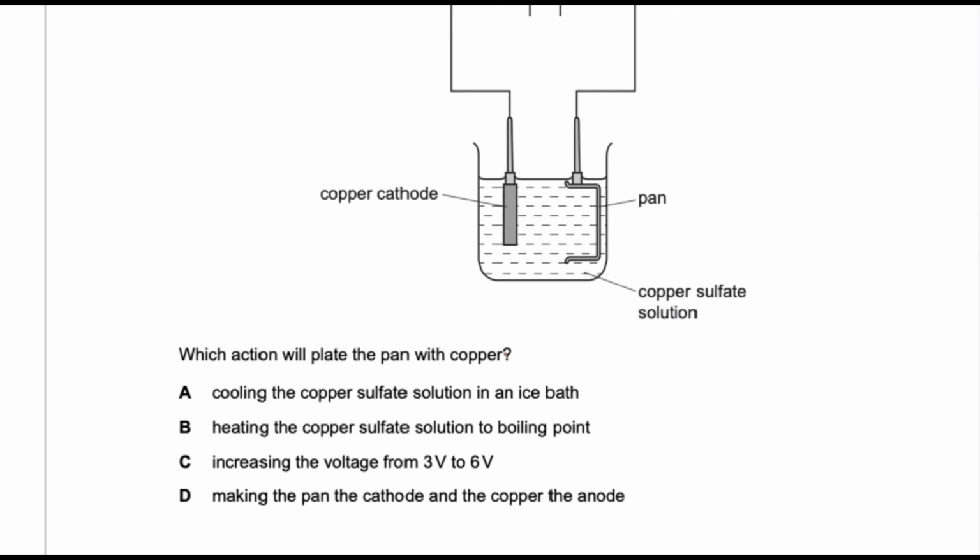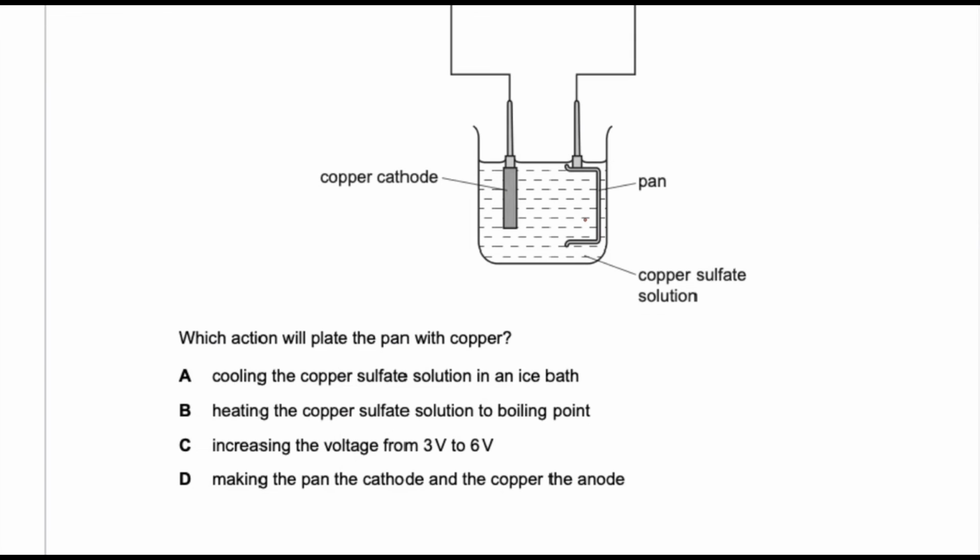So which action will plate the pen with copper? Now let's see the choices. Cooling the copper sulfate solution in an ice bath. Okay, it doesn't help. We just want to make the cathode and anode the opposite way. So the answer should be D, making the pen the cathode, so that it becomes thicker, that means having a copper layer electroplated on it. And the copper is the anode, put there so that it becomes thinner, so that the copper atoms dissolve in the electrolyte. So the answer should be D.